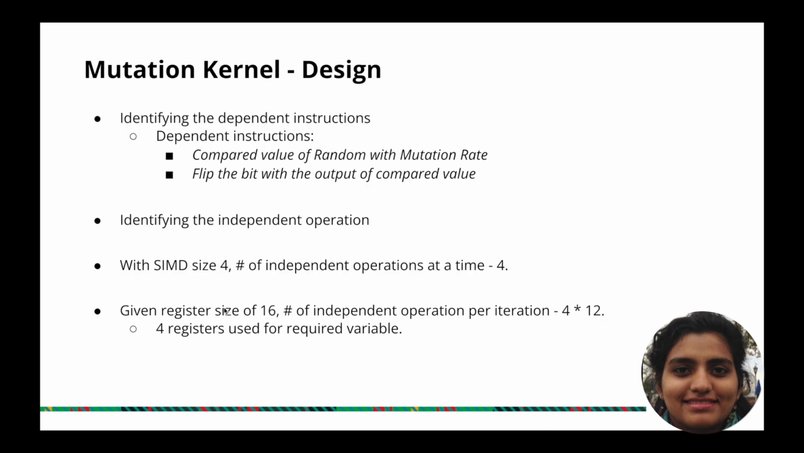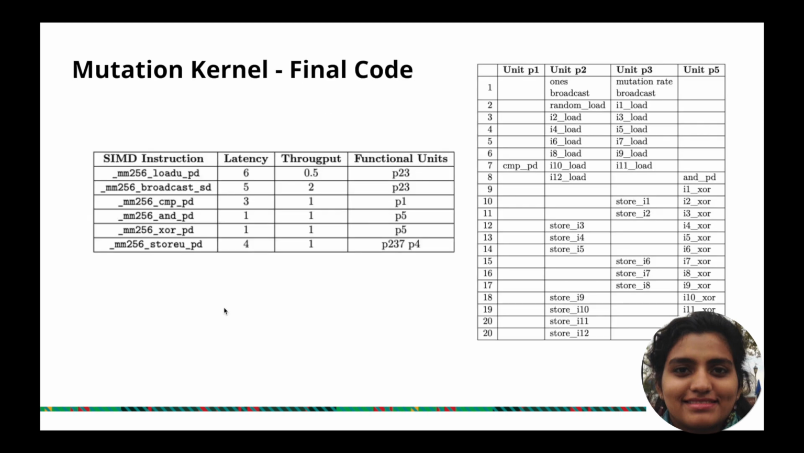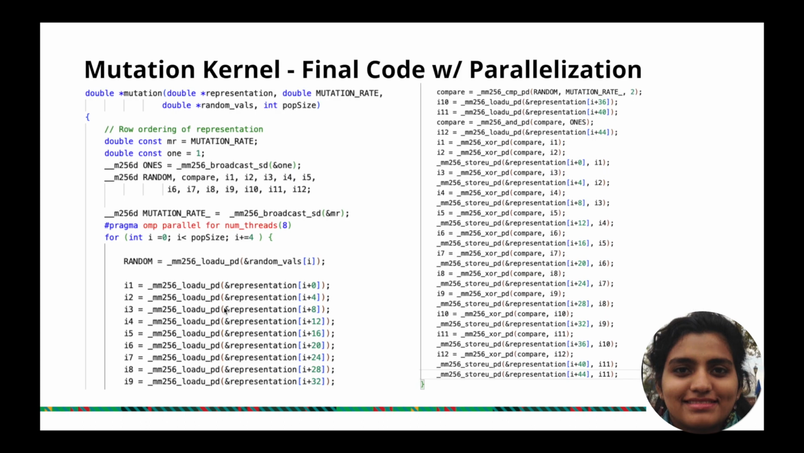So for the design phase itself, we choose the dependent instructions, being the compare value of the random and the flipping of the bit, and considering additional factors of SIMD size of 4 and the availability of 16 registers, we have identified the following as the SIMD instructions for the design, and the right side table will have the interleaving of the code instructions as well, based on all of these factors of maximizing register usage and also adding parallelization with the OpenMP parallel for directive.